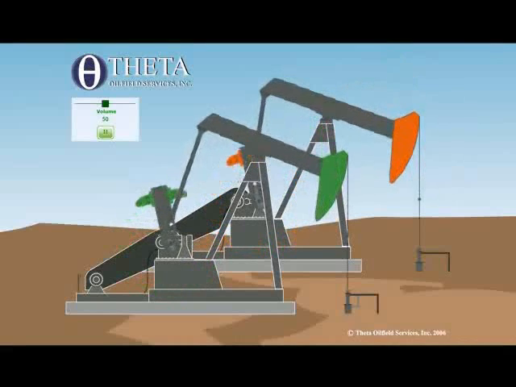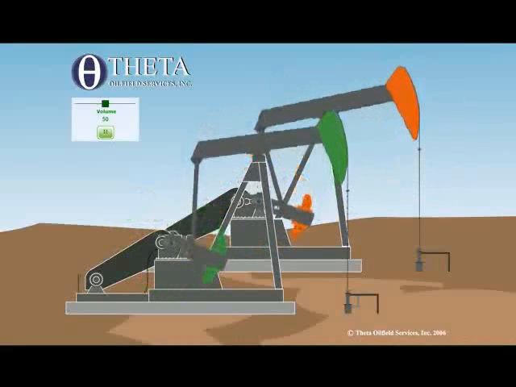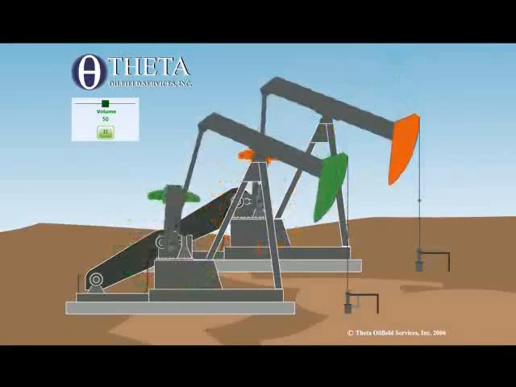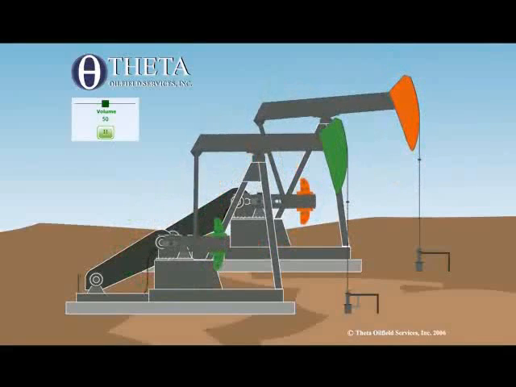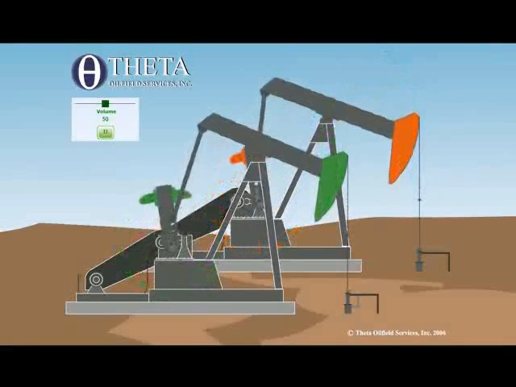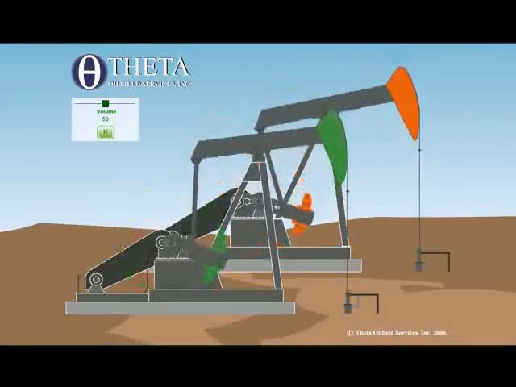This is a reverse mark versus a conventional. Now you can clearly see the differences here between the reverse mark and the conventional. The conventional is the one in the back with the orange horse head, and the reverse mark is the one in the foreground with a green horse head.